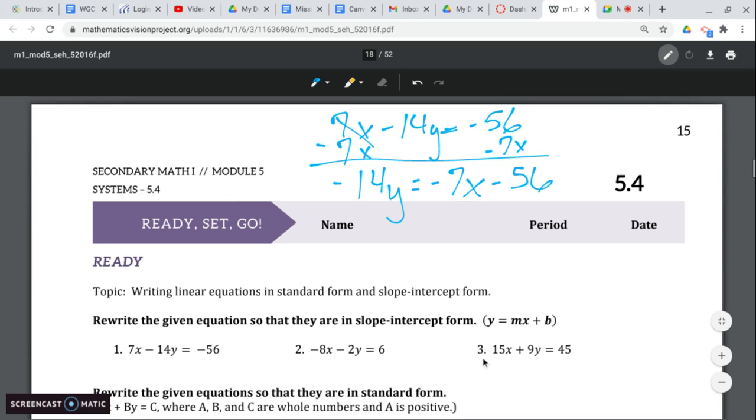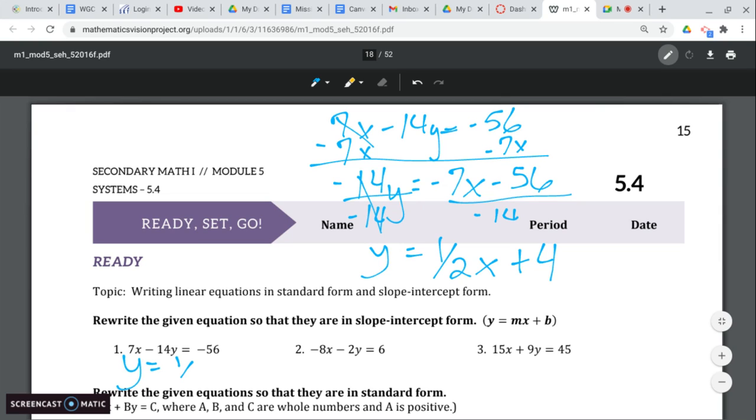Well, we're closer. We have it into y equals mx plus b. So we've got the mx plus b. But can we leave the 14 on the y? No, we can't. So we have to divide by negative 14 on both sides. So we end up with y equals negative 7 divided by negative 14 is a positive 1/2 x, and negative 56 divided by negative 14 is a positive 4. So now we have our slope-intercept form, y equals 1/2 x plus 4.